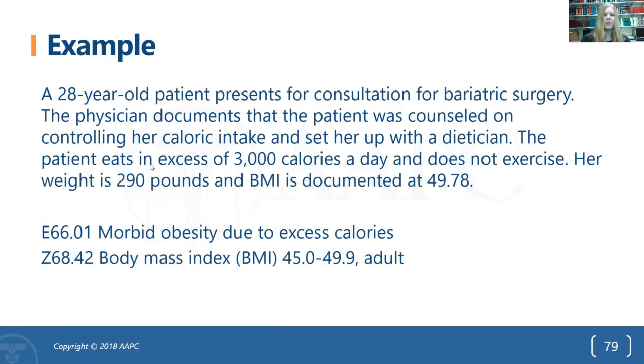For example, a 26-year-old patient presents for consultation for bariatric surgery. The physician documents that the patient was counseled on controlling her caloric intake and set up with a dietitian. The patient eats in excess of 3,000 calories a day and doesn't exercise. Her weight is 290 pounds, and her BMI is documented at 49.78. So we assign code E66.01 for morbid obesity due to excess calories, and Z68.42 for body mass index 45.0 through 49.9 in an adult.